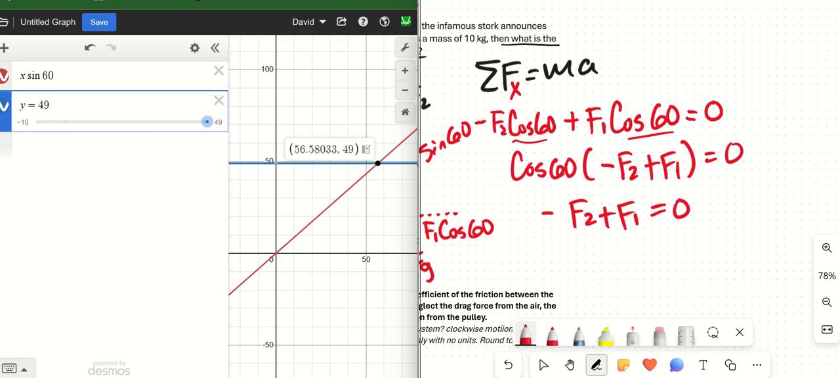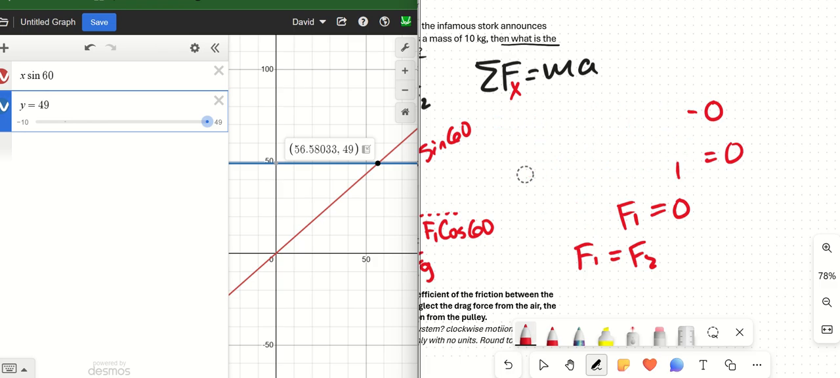And now I could add F2 to both sides. This tells me F1 is the same as F2. I'm going to have equal forces on both of these. So this means that instead of writing F1 and F2, I could just write F. Okay, so I'm just going to call these both F. And I'm going to look at my y components now.